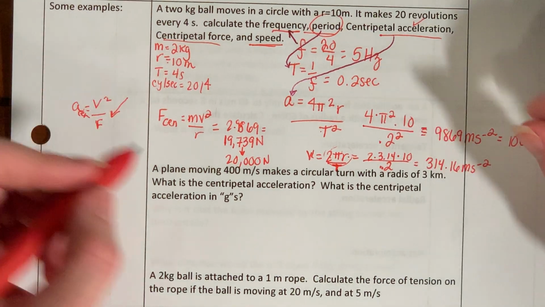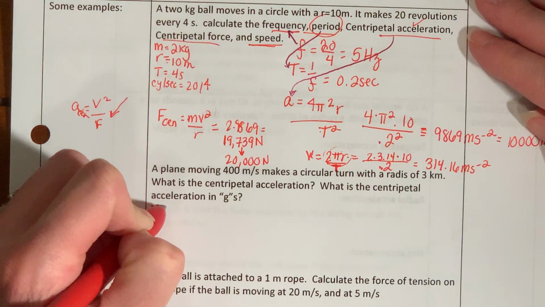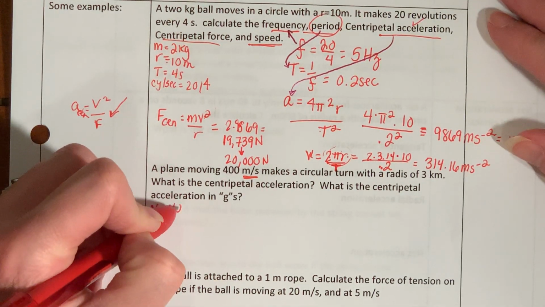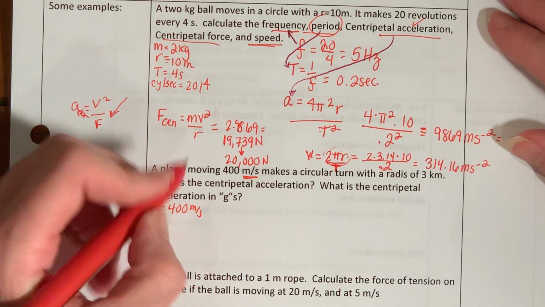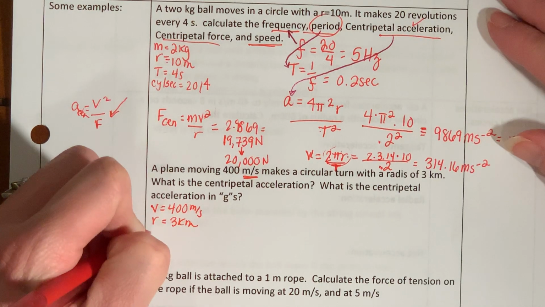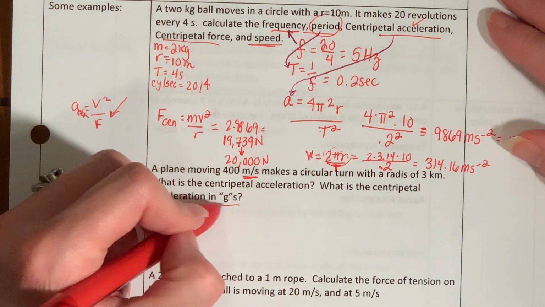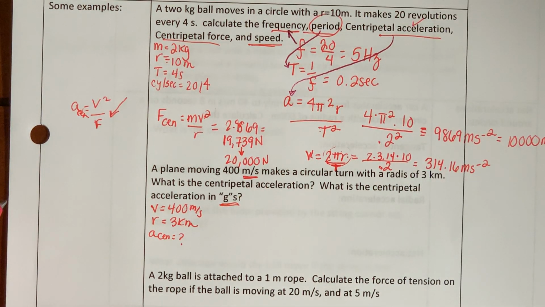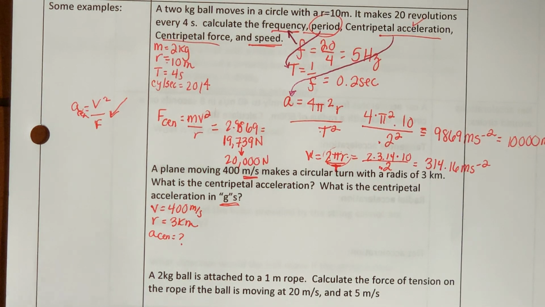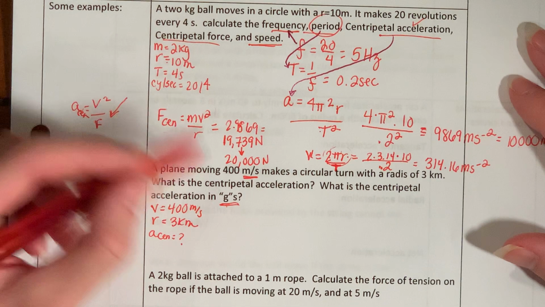So, all right, looking at the next one, it says a plane is moving at 400 meters per second. So that's its velocity because it says meters per second, so we're looking at linear. So 400 meters per second. And it's making a circular turn with a radius of 3 kilometers. What is the centripetal acceleration? And then the next question is, what is that in terms of G's? So thinking about this in kind of airplane, Top Gun style scenarios, we'll take a look at that for just a second too, because that'll kind of help us get set up for gravitation.